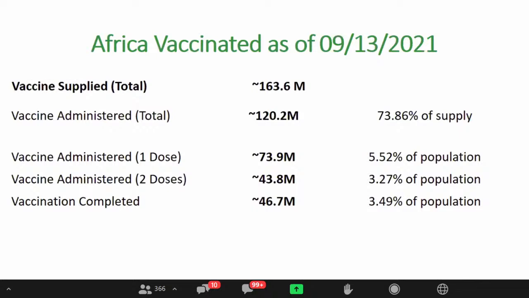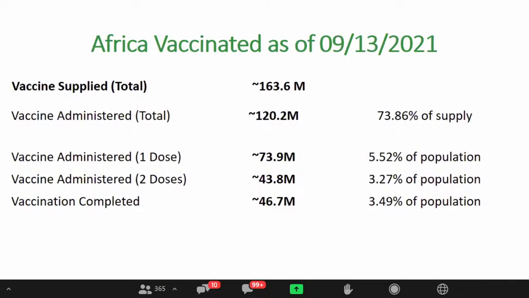So I'm sure you all can see my screen. Today I'm going to take us through the landscape for vaccination on the continent, where we are, what the analyses are, and how countries are doing. As at Monday, which is when we collect our data, the vaccine supply on the continent stands at 163.6 million. And out of this, 120.2 million has been administered, which is a quarter of the supply. That tells you that vaccinations are actually going on and people are taking vaccines. For fully vaccinated on the continent, we stand at 3.49%, almost 3.5% of the population.